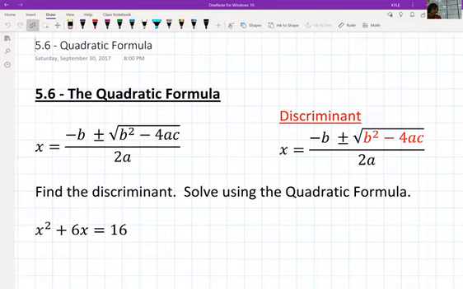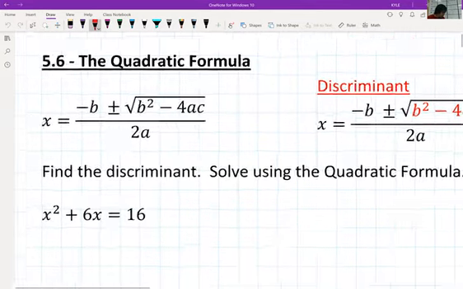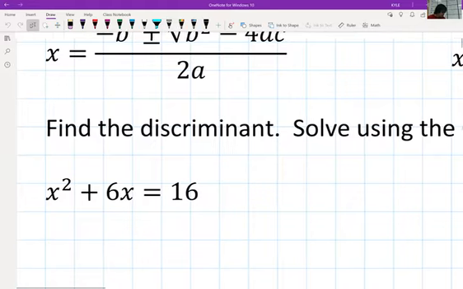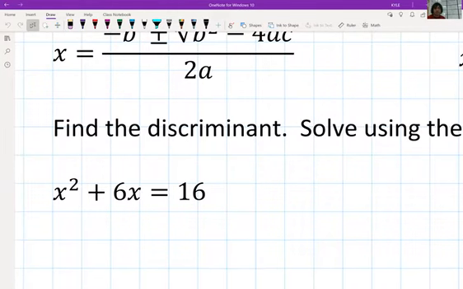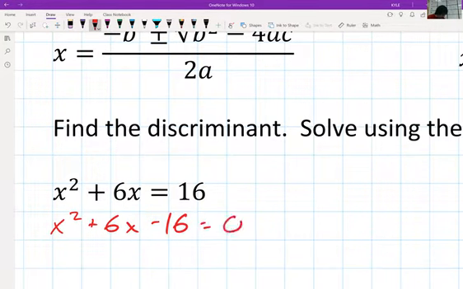So some pretty simple instructions here. Find the discriminant and solve using the quadratic formula. One thing I should mention is, as is the case with many of our other strategies, to solve using the quadratic formula, we need this to be equal to 0. So x squared plus 6x minus 16, we'll just move the 16 over, equals 0.